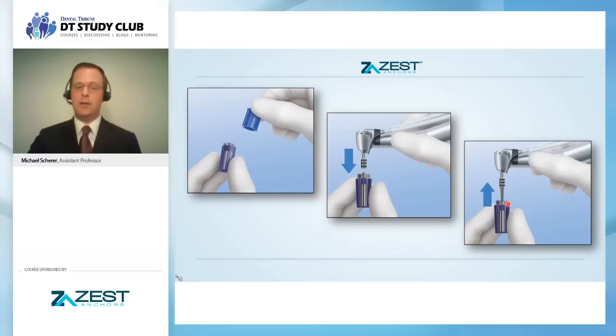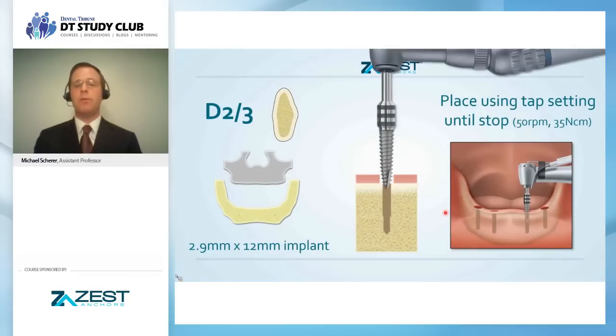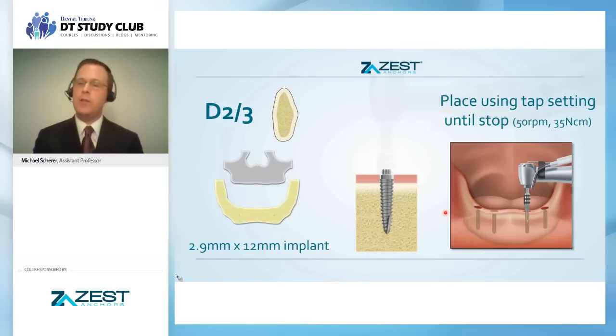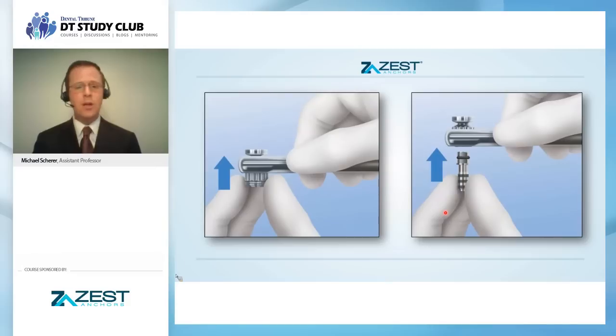Predictability is so key. And what we're going to do is place that implant using a tap setting until it stops. I recommend 50 RPMs at 35 Newton centimeters. You can go slower. You can go less torque, depending upon your clinical preferences. This just happens to be the settings that I recommend for this particular implant. What we like to do is then snap on the low torque indicating wrench, the ratchet assembly that you see here. You actually want to hear an audible click. That means it's in all the way.